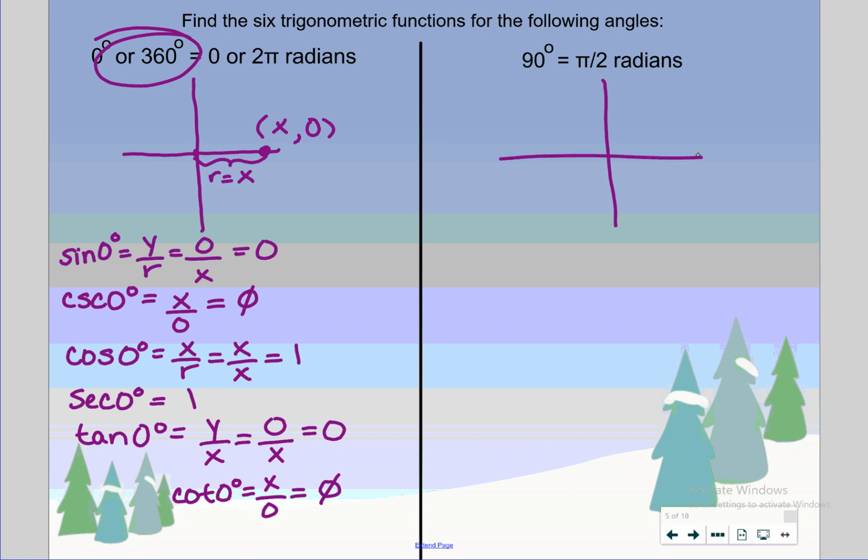So for 90, here's what this would look like. I'm going to have a point up there somewhere. Can you tell me the coordinates of that point? As much as you can tell me about them? 0 and y. And then what would my radius be here? Distance to the origin. Y. Okay. For 180 and 270, because you're going left and down, something's going to be negative. The radius won't be negative, but part of your point is going to be negative. So be careful with those.